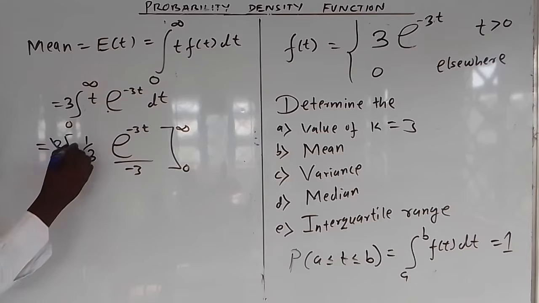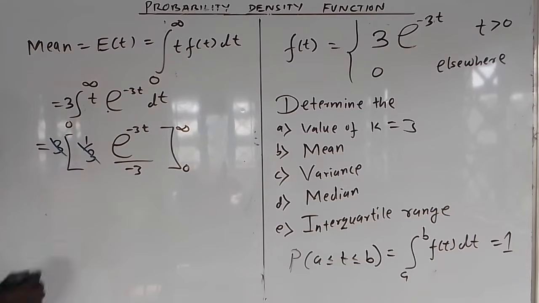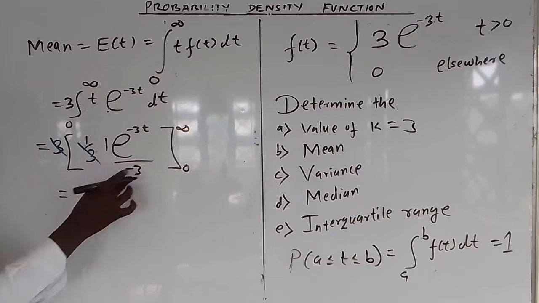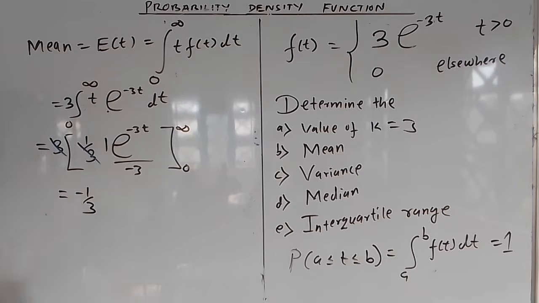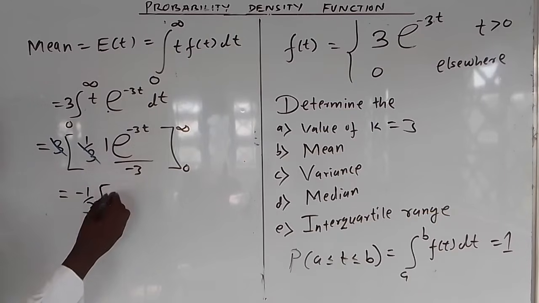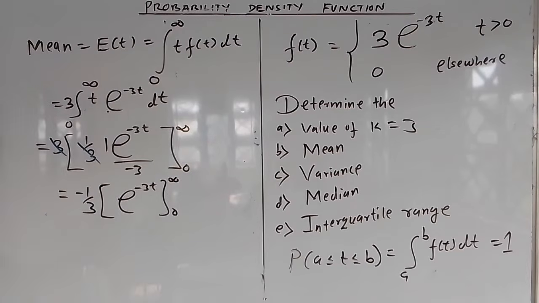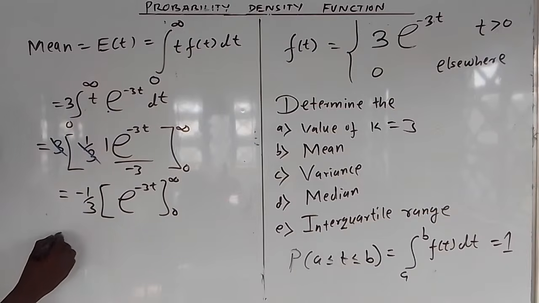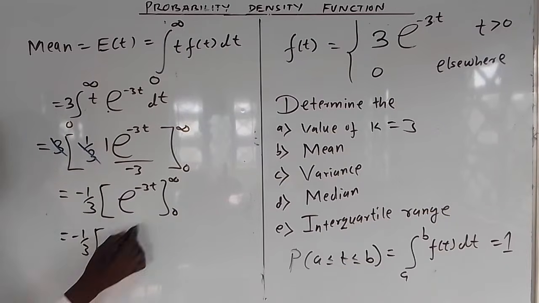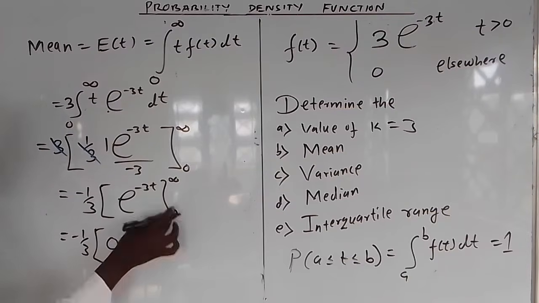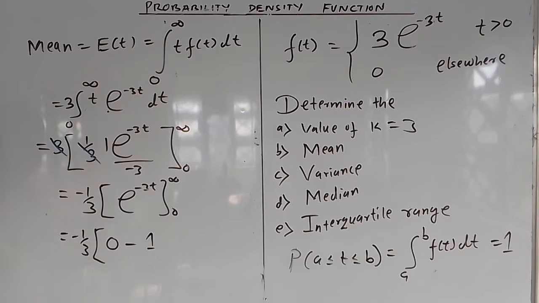Remember, this 3 cancels with this, isn't it? So what do you remain with? 1 over negative 3 is negative 1 over 3. Then in bracket we have exponential negative 3t, and we substitute the limits from 0 to infinity. So we have negative 1 over 3 into, when you have infinity there, you get 0, then minus, where exponential 0 is 1.